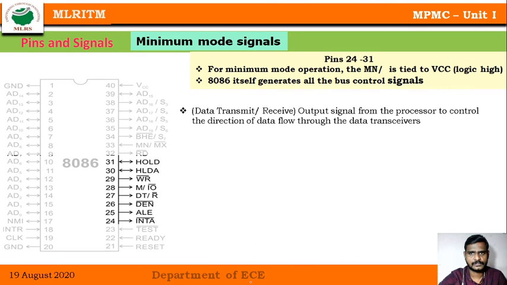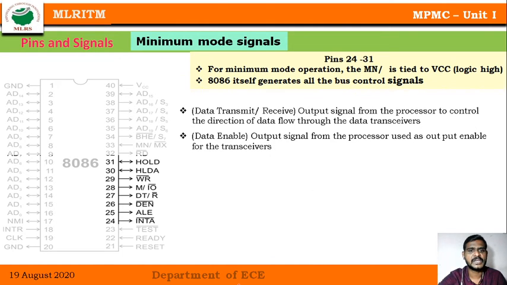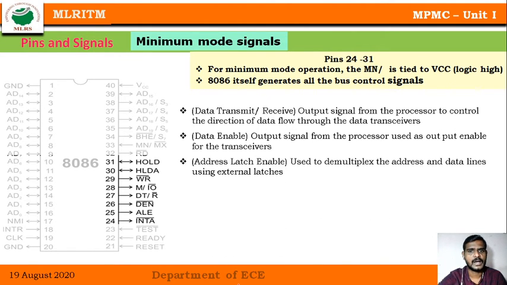So pins 24 to 31 are used for the minimum mode operation, where pin number 27 is the data transmit receiver. This is an output signal from the processor to control the direction of data flow through the data transceivers. Then the data enable pin, DEN, is pin 26. It is an output signal from the processor used for output enable of the receiver. Then ALE is the address latch enable, used to demultiplex the address and data lines using an external latch.